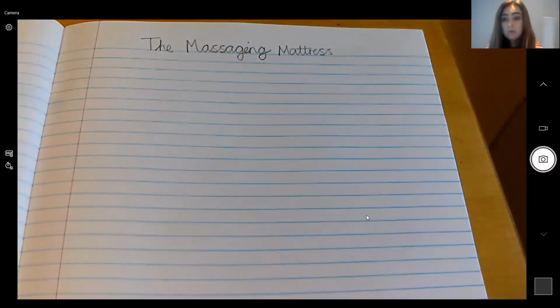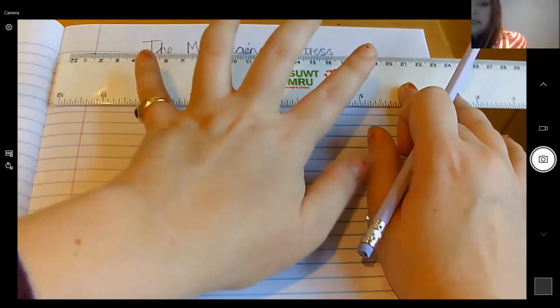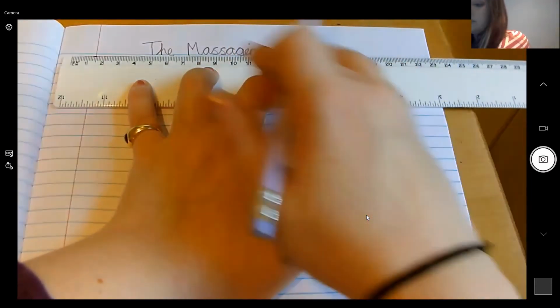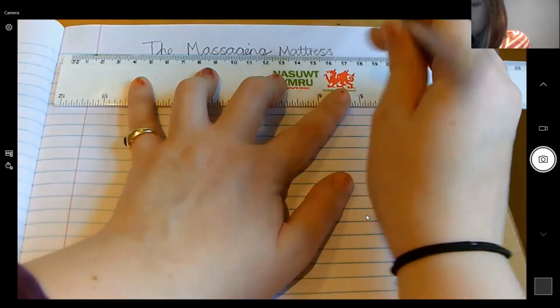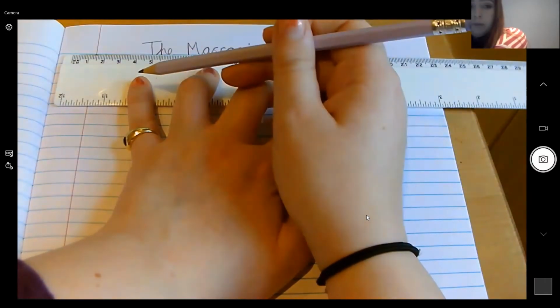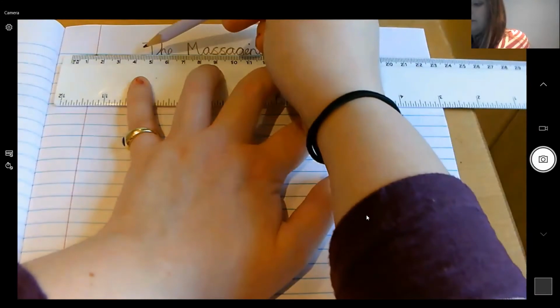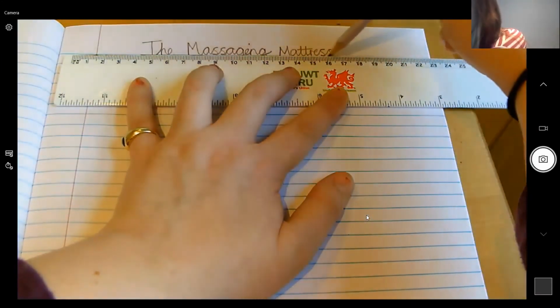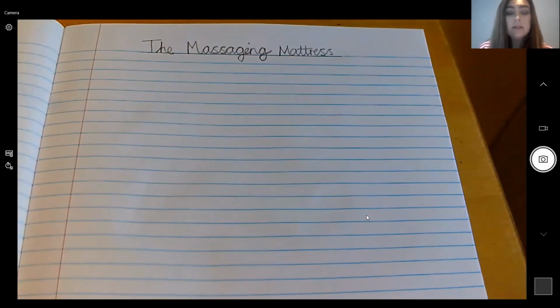Now we're going to use our ruler to underline it. When underlining with your ruler, as I said, keep your fingers spread out, because this will help you to keep it steady as you are drawing your line. And then also make sure that if you're writing on lined paper, which you should be for English, that the ruler lines up with that line. And then you can just draw your line, and that is your heading done. Please, can you pause the video here to have a go at writing your heading and drawing the line underneath.